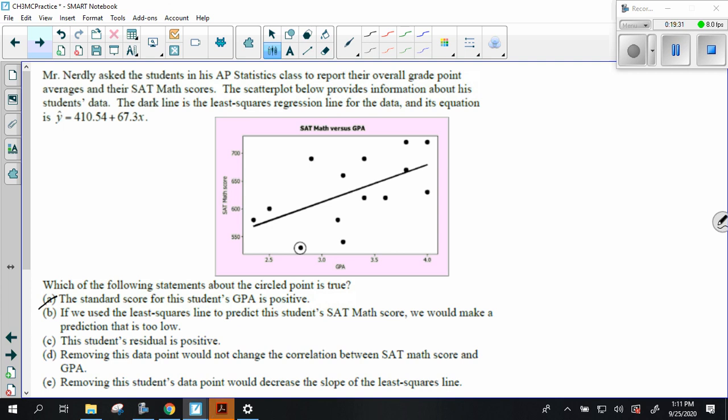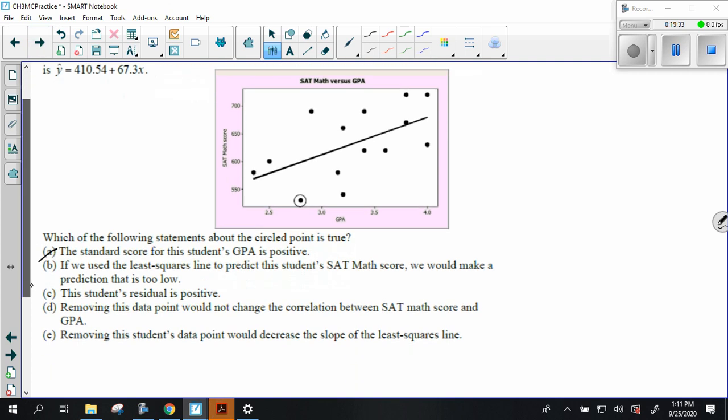Let's see, if we use the least squares line to predict the student's SAT math score, we would make a prediction that is too low. No, our prediction would be too high, right? Because our prediction is up there. This student's residual is positive. Definitely is negative since it's below the line.